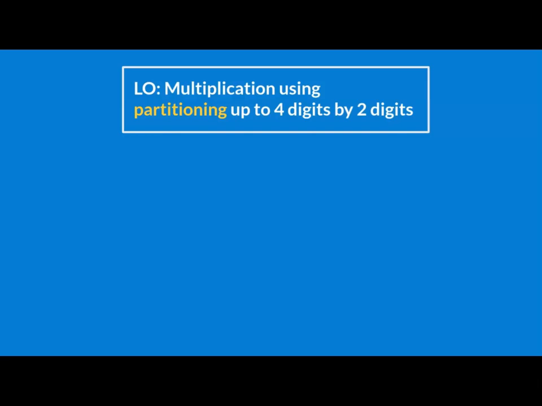This tutorial is going to show us how to multiply larger numbers by 2 digits using partitioning. Let's look at this example. Here we have a 2-digit number, 22, and we're multiplying it by another 2-digit number, 15. We need to partition one of the numbers. Let's partition 15. Partitioning means breaking the numbers into their place values. So here we have 15 has been broken into its tens place and its units values.